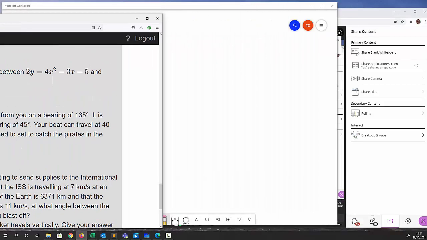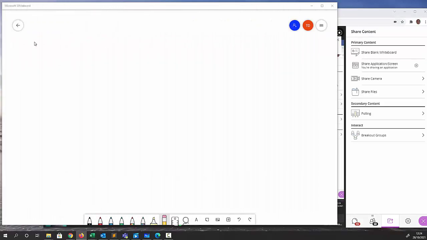Okay, let me move that over there and let's do a diagram of what's going on here. So a pirate is 20 kilometers away from you on a bearing of 135 degrees. Right, just so you know, bearings are always measured clockwise from north. So that's how you measure bearings. So they start at 0, obviously that's due north. At 90 you're going due east, at 180 you're going due south, at 270 you're going due west, and then when you get back to here, 359 is almost north, and then you take one more degree and you're back to 0.